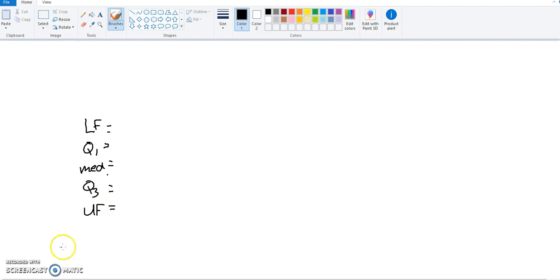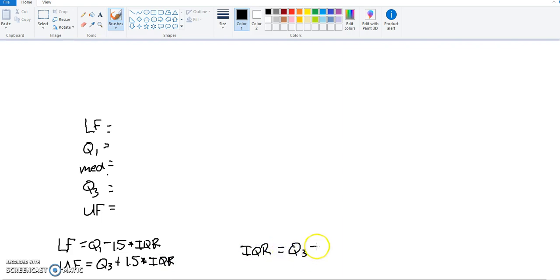And so what is the lower fence? Well, the lower fence is Q1 minus 1.5 times the interquartile range. And the upper fence is Q3 plus 1.5 times the interquartile range. And the interquartile range itself just means Q3 minus Q1. So it's analogous to the range, right? The range is the max minus min, while the interquartile range is Q3 minus Q1.